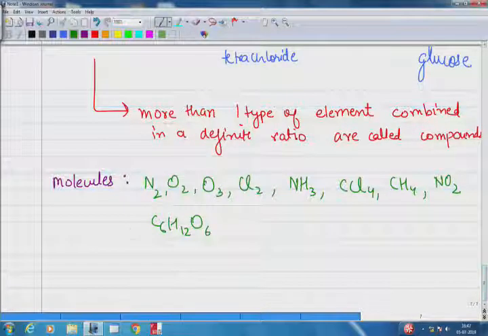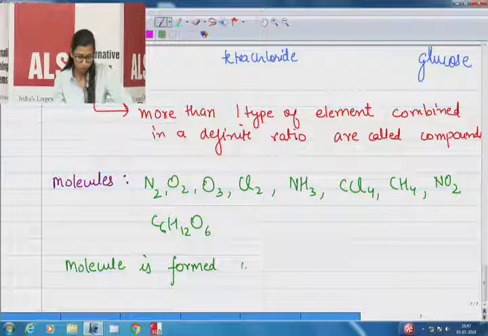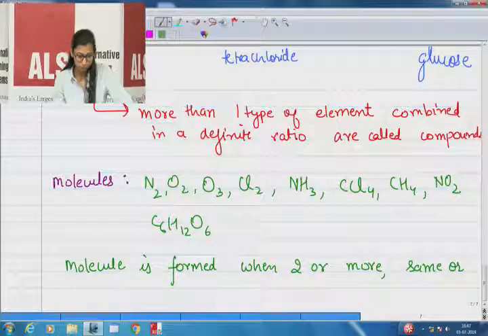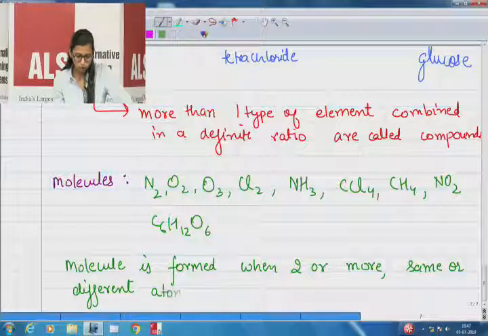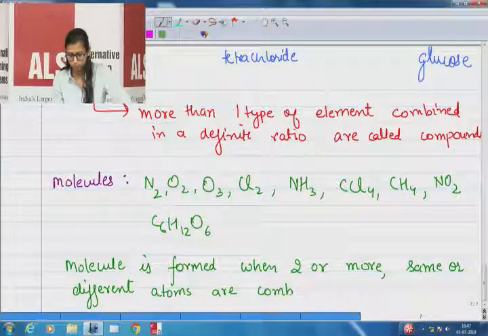I'm going to write the definition as well: a molecule is formed when two or more same or different elements combine, or I can write, the atoms are combined chemically.